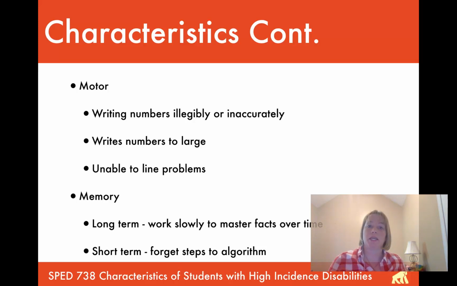You'll remember from reading the text about students with learning disabilities, memory can be a characteristic. And that can be both long-term and short-term. Short-term is maybe forgetting steps to an algorithm. We can address that by providing a visual of the steps that they need to solve an algorithm or an equation. Or it could be long-term memory issues where we're really chipping away, working slowly at mastering those facts over time. This is something we're doing with Josie. We're still working on some addition facts that we haven't mastered in 3rd grade and really working on subtraction. So that long-term memory can really impact their learning.